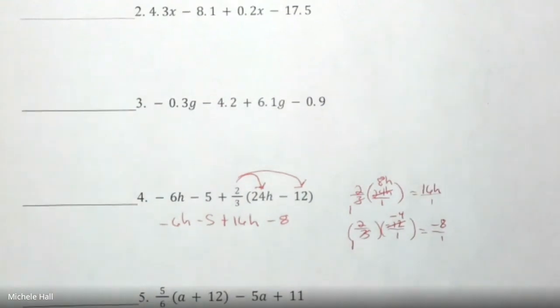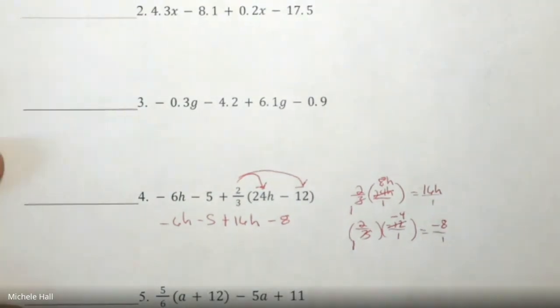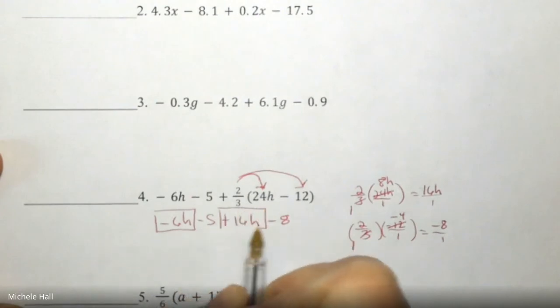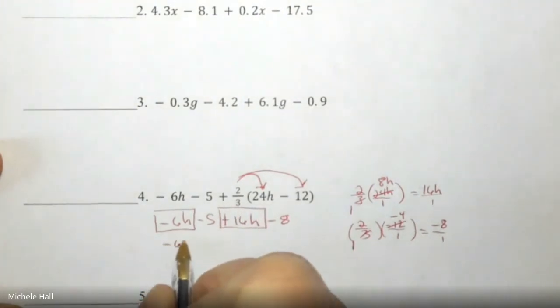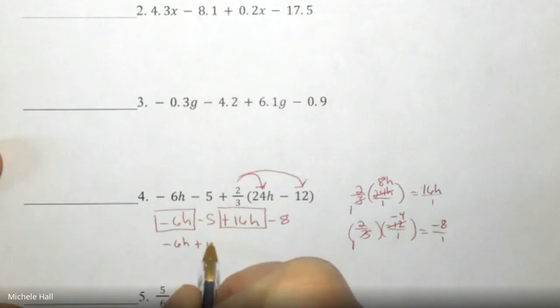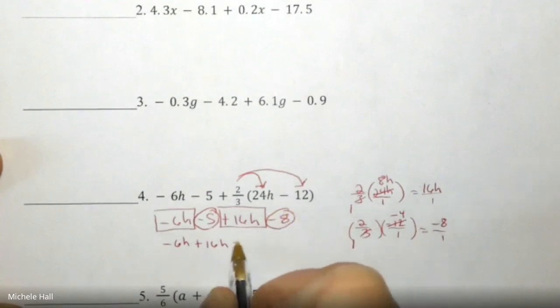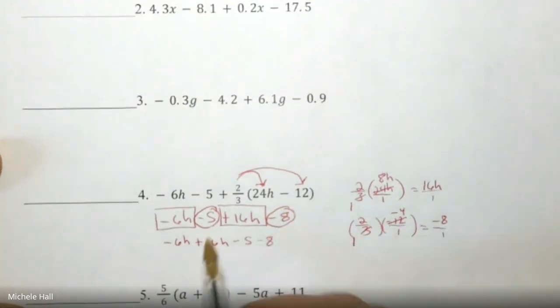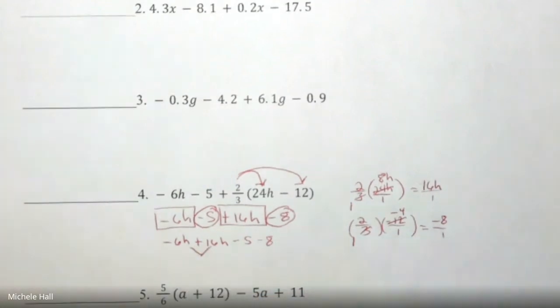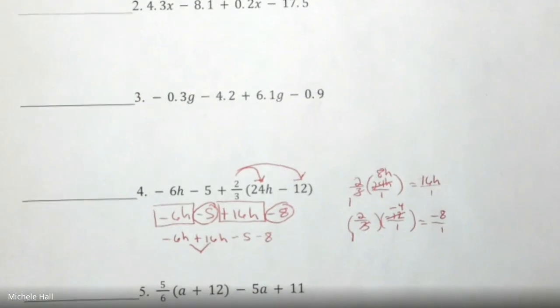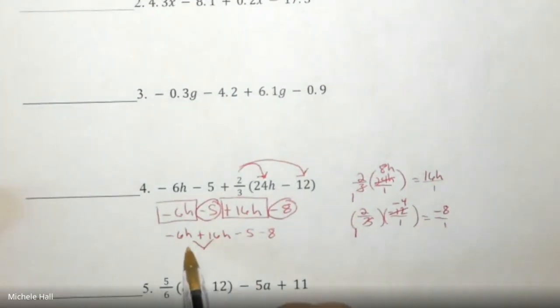All right. I've used the distributive property to get rid of parentheses. And now I need to see if I have any like terms. I have negative 6h, positive 16h. I'm going to put those next to each other. I have negative 5 and negative 8. I'm going to put those next to each other. All right. Negative 6h and positive 16h. Those are different signs. When it's different signs, we subtract. 16 minus 6 is going to be 10h.